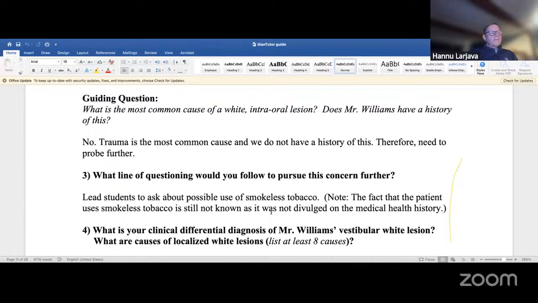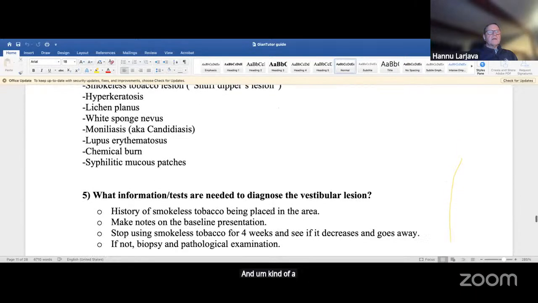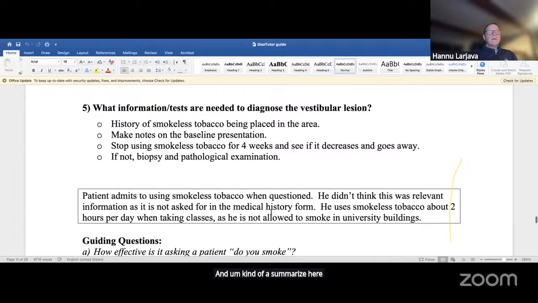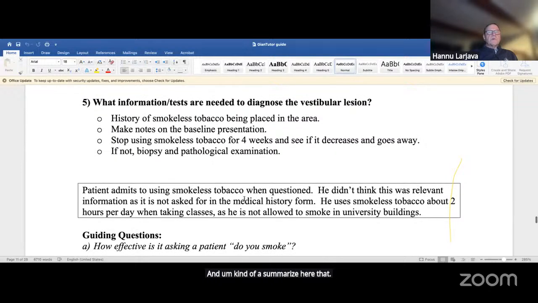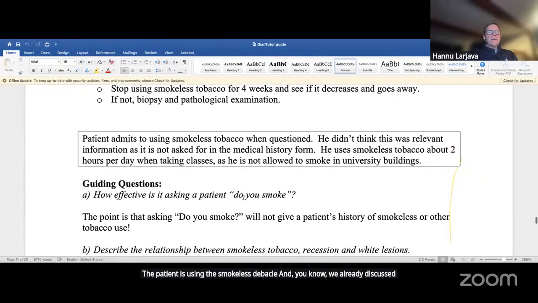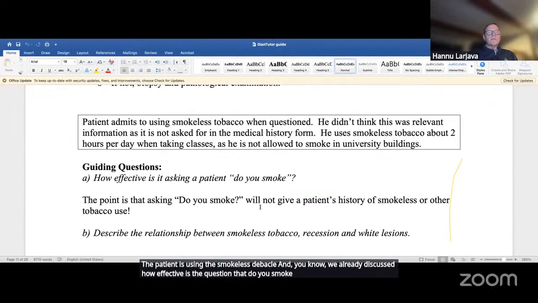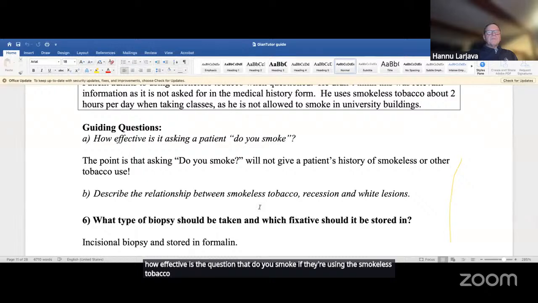And kind of to summarize here, the patient is using smokeless tobacco, and we already discussed how effective the question "Do you smoke?" is if they're using smokeless tobacco.